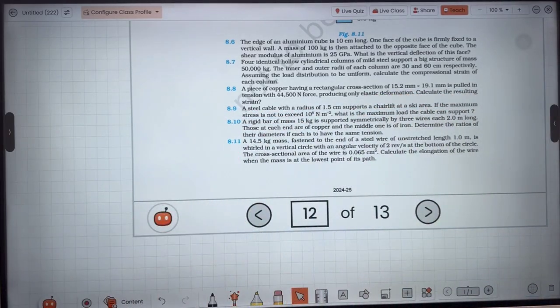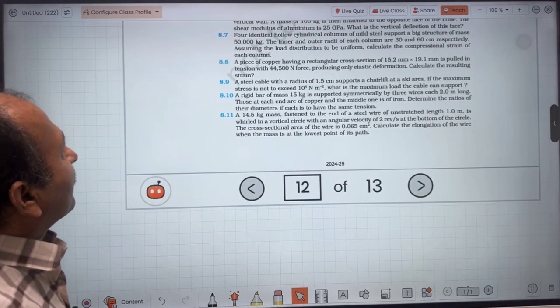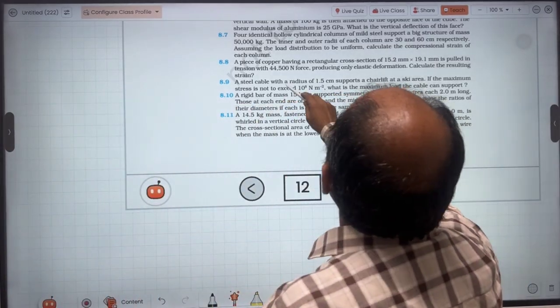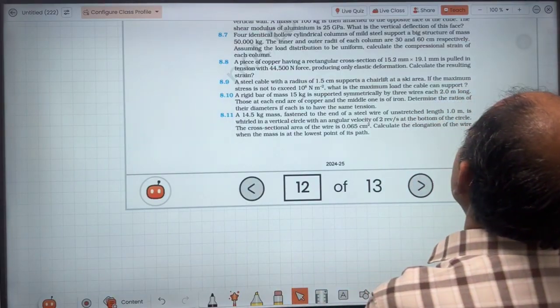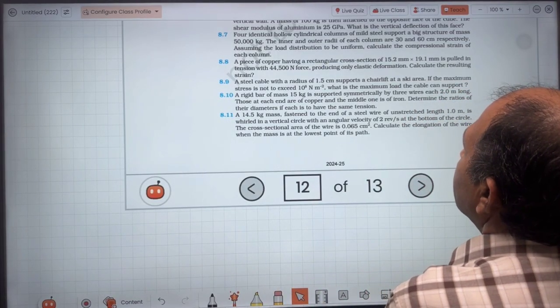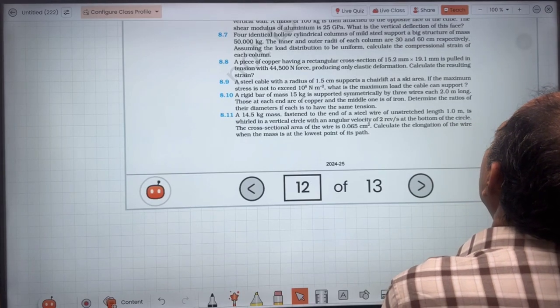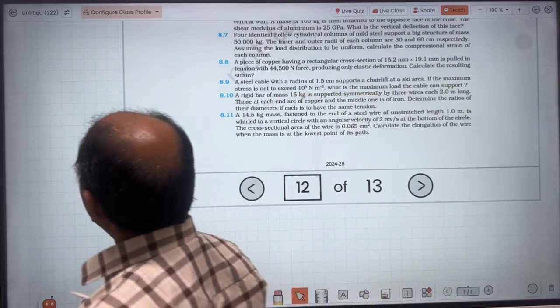Now let's go to the next question. Question number 8.9. A steel cable with a radius of 1.5 centimeters supports a chair lift at a ski area. If the maximum stretch is not to exceed this much, what is the maximum load the cable can support?